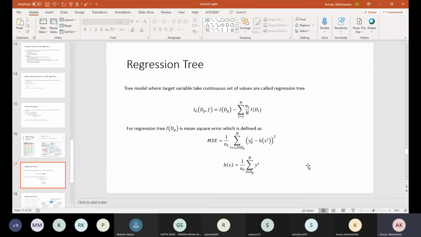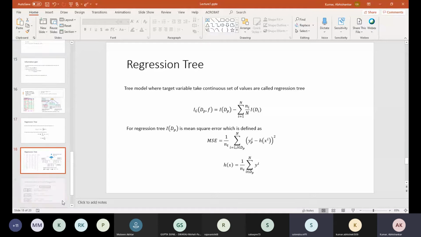Understood or not? Or shall we go to an example and try to understand? The example would be better, because classification was very clear, but how the regression problem will fit is not clear. Okay.